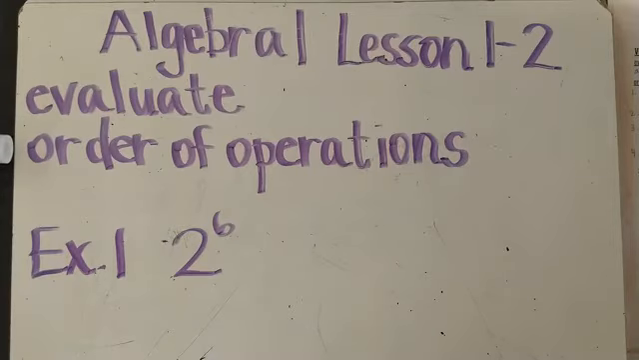Order of operations. There are 4 steps. Number 1, evaluate expressions inside grouping symbols. Number 2, evaluate all powers. Number 3, do all multiplications and/or divisions from left to right. And number 4, do all additions and/or subtractions from left to right.